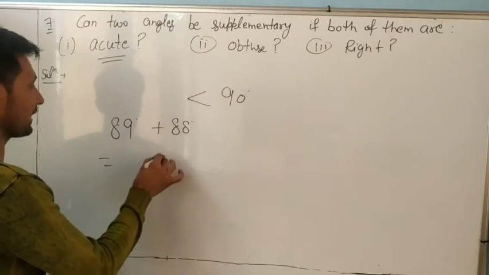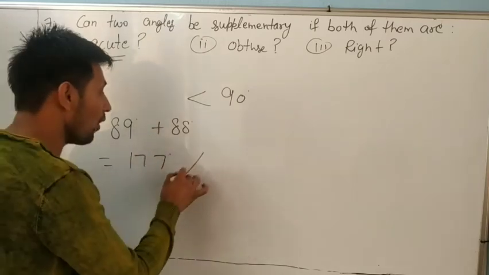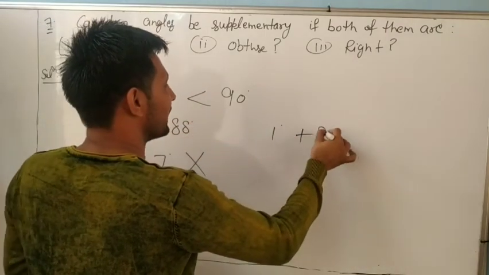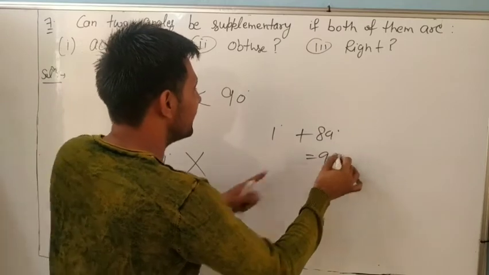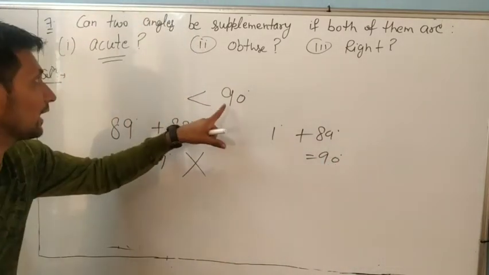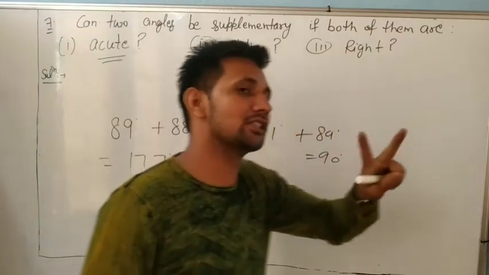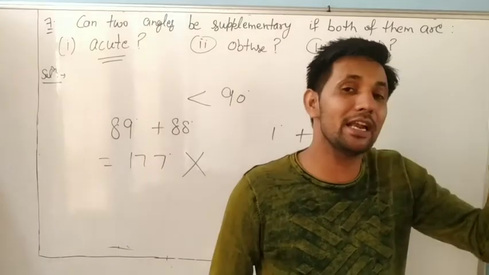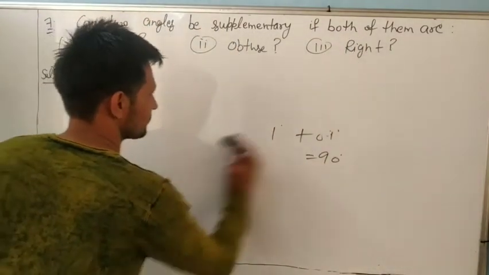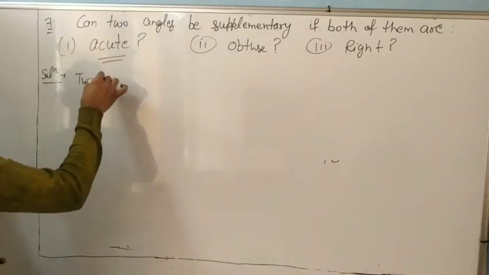What is their sum? 89 plus 88 is 177. Are they supplementary? No. Any angle you can take. Suppose one is 1 degree, second is 89. The sum is 90 degrees. Then are they supplementary? No. Because acute angle means less than 90, and the sum of two angles which are each less than 90 cannot become 180. No. So you will write, two angles.